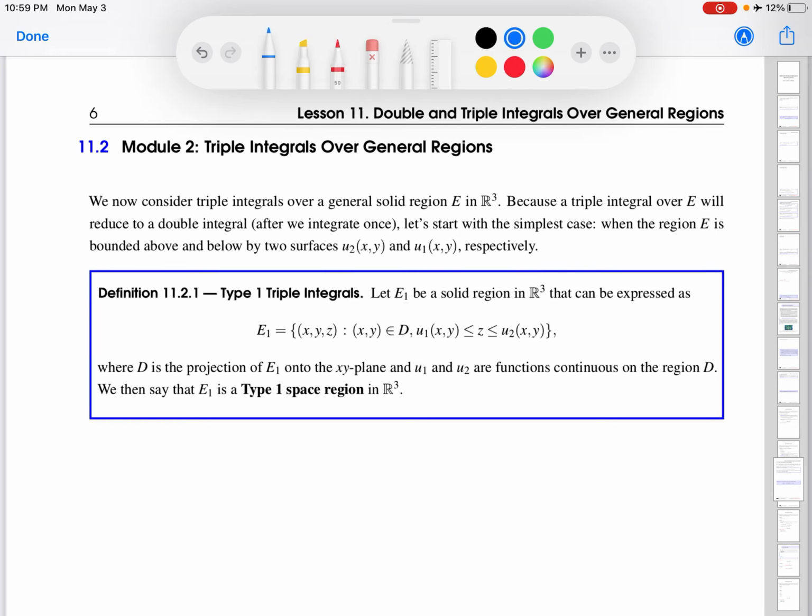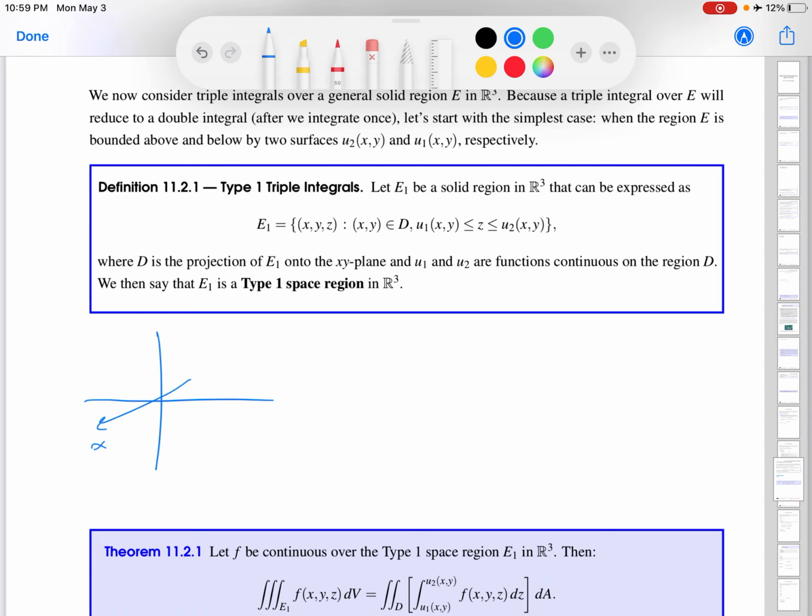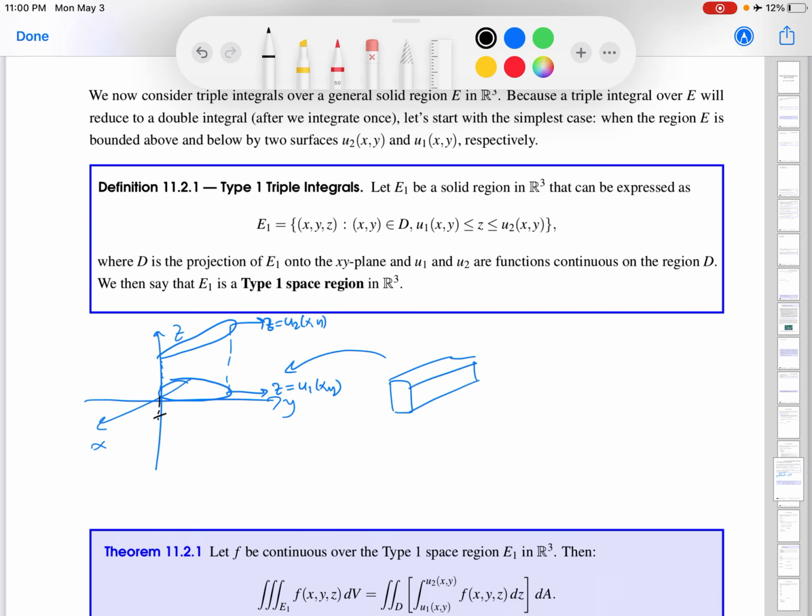So let me just draw out what this looks like. Here is my prototypical region that we are going to start generalizing into. It used to be the rectangular box from the previous lesson, lesson 10, but now we're going to generalize to a slightly more interesting region. This region has a lower boundary and some upper boundary. The upper boundary is z equals u2 of x, y. The lower boundary has equation z equals u1 of x, y. And both of them have the projection onto the xy plane of some region D. The solid is everything in between these two equations for z. So that's what we're going to call a type 1 space region in R3.